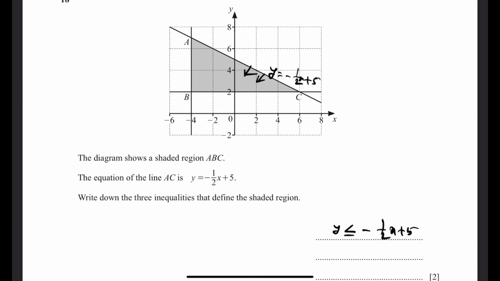And this part, x is minus 4, so x greater than or equal to minus 4. And this is y's value, 2, so y greater than or equal to 2.